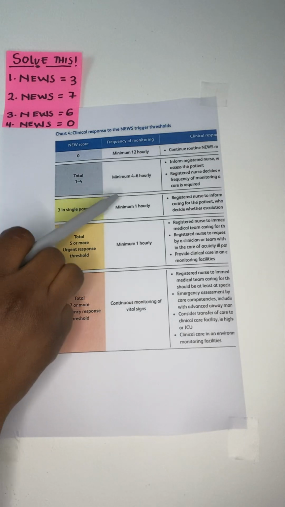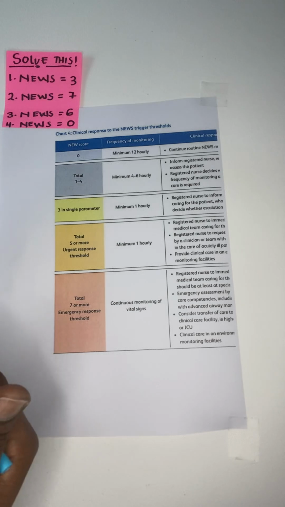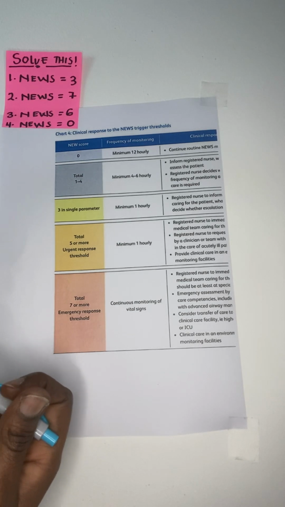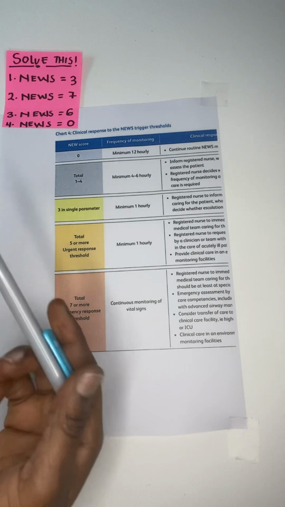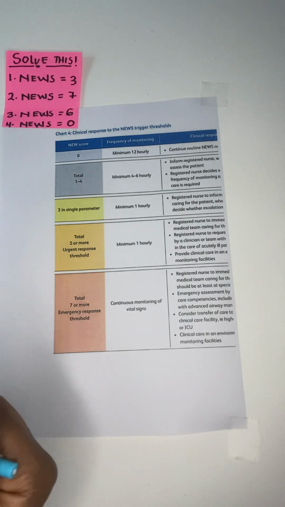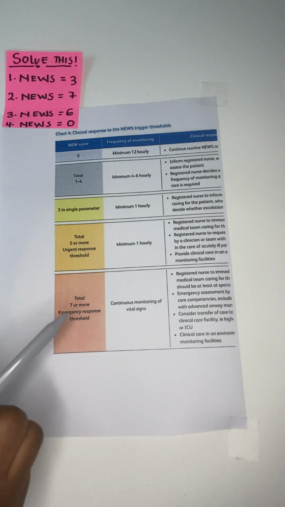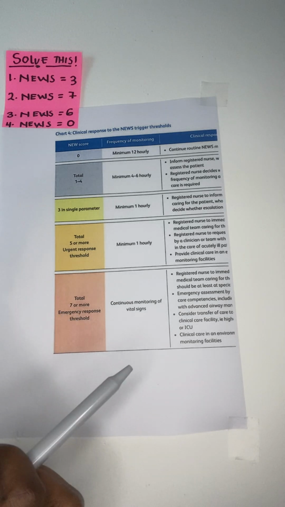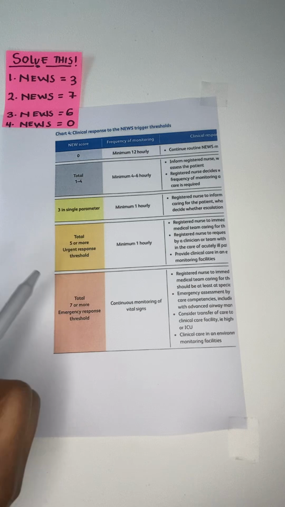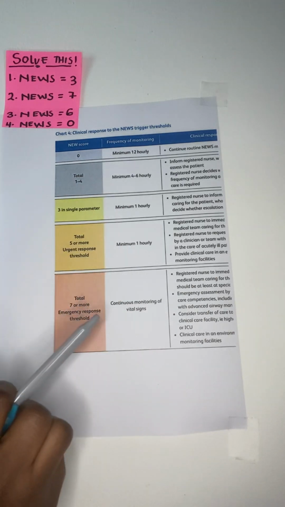This is showing you the monitoring frequencies based on your total NEWS score that you've already calculated. After you calculate your total NEWS score, if you have the values in mind, that's brilliant. It saves you time. But it's not something that you are obliged to memorize. You can always flip the back of your paper and you will find this document there.